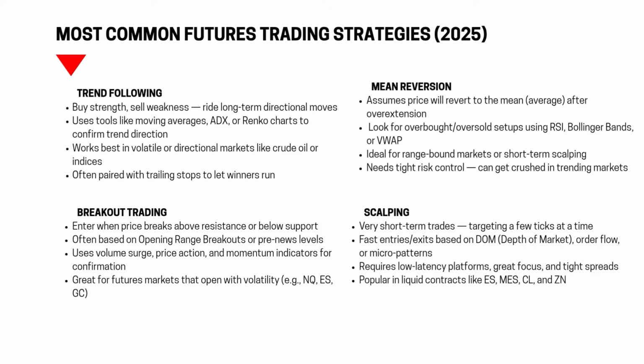First one, trend following, buying strength, selling weakness, riding long-term directional moves, using tools like moving averages, ADX, my Renko charts, for example. Works best in volatile directional markets, for example crude oil, indices, and often paired with trailing stops to let winners run. Then we've got mean reversion, assuming price will revert to the mean after overextension. Some indicators there, looking for overbought, oversold zones. Ideal for range bound markets, short-term scalping.